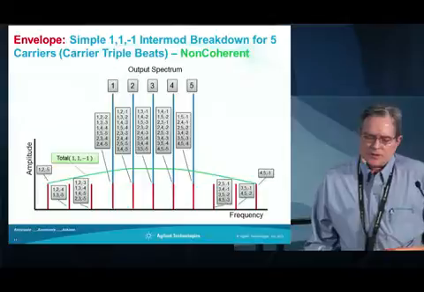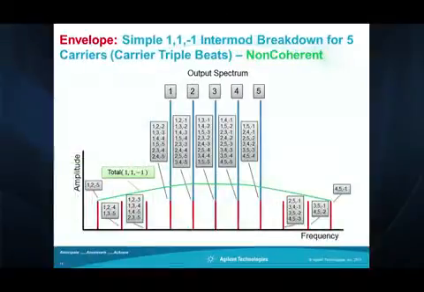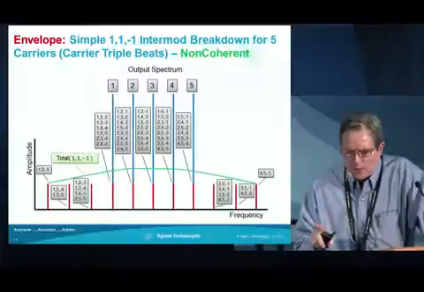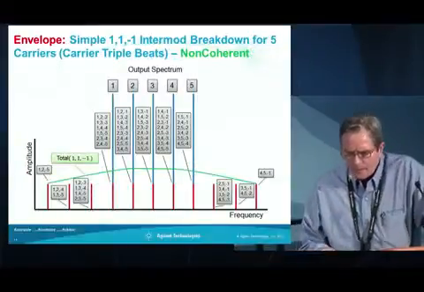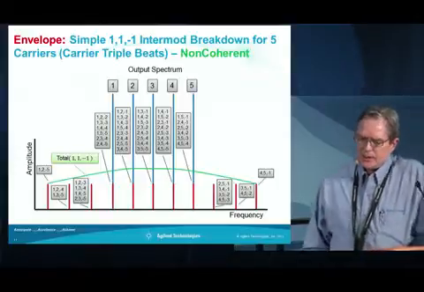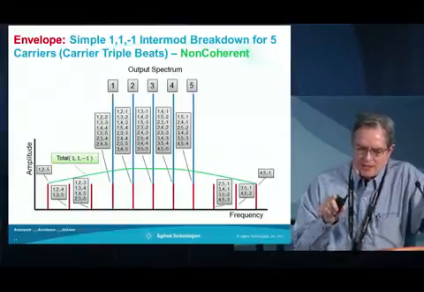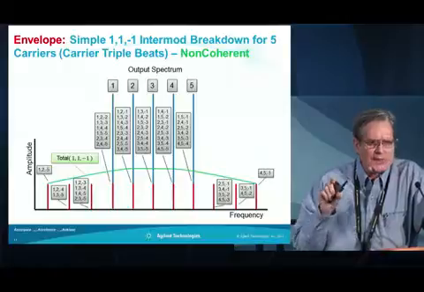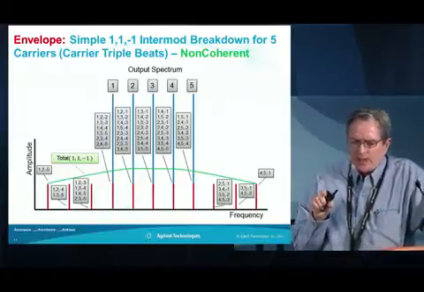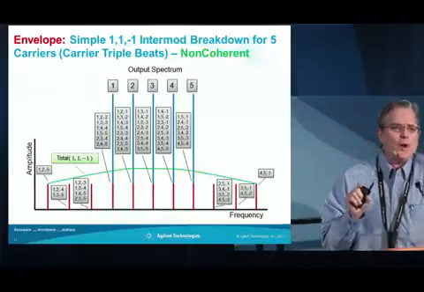All right, now this is a more detailed explanation. We're just going to look at 5 carriers here, labeled 1 through 5. Once again, these are the blue signals. The red signals are the intermods that are being generated. And so we're just going to look at one intermod group.